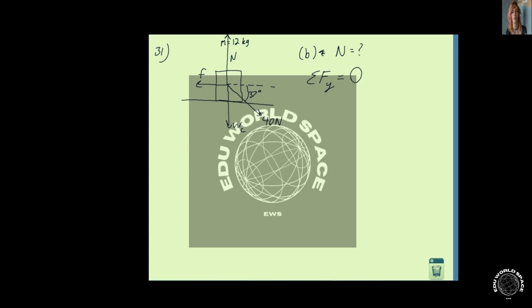So filling in the forces that we have acting in the y direction, normal force is positive because it's going up. The weight of the chair, mg, is going down, and we have a component of that 40 Newton force going in the negative y direction. So that's why I made it negative. Let's take a look at what those components actually look like.